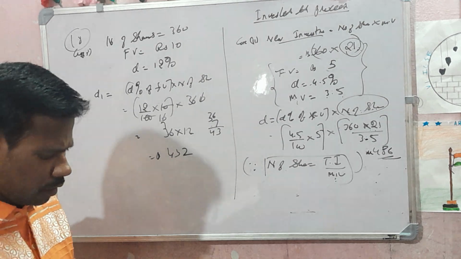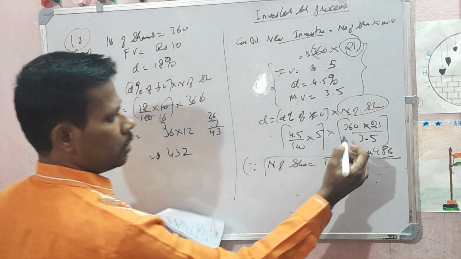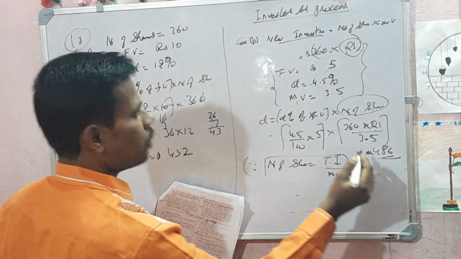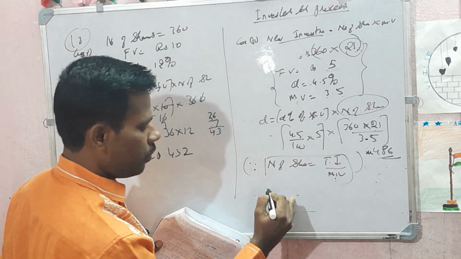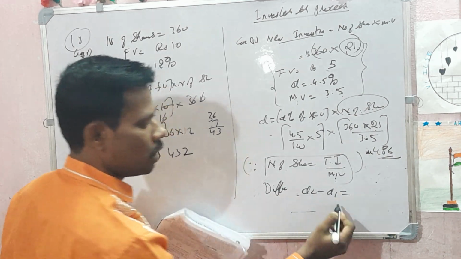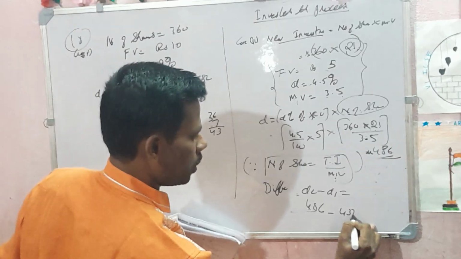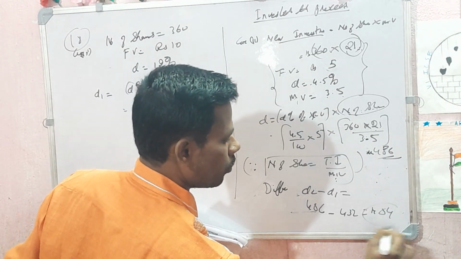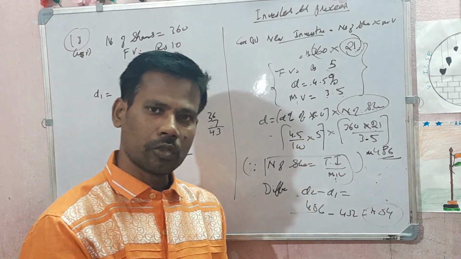Now what is he asking? Find the annual change in his income. The annual change in income is the difference, no? Difference: D2 minus D1, dividend 2 minus dividend 1. Dividend 2 is 486 minus 432. That is nothing but rupees 54. There the solution ends. So that's it.